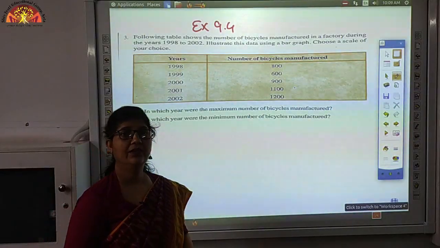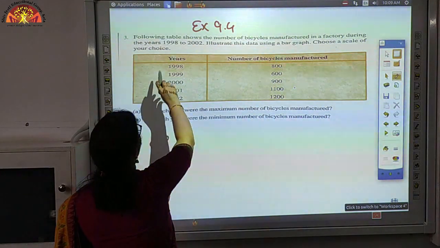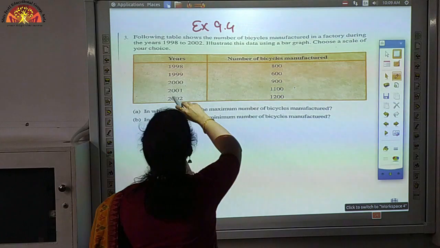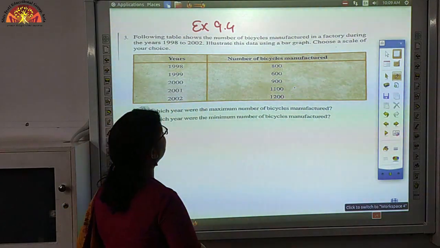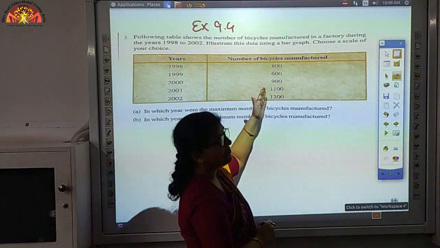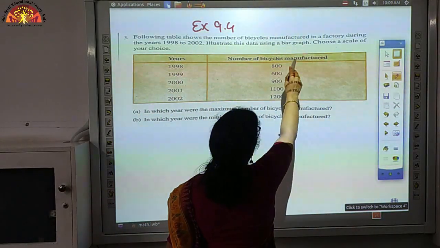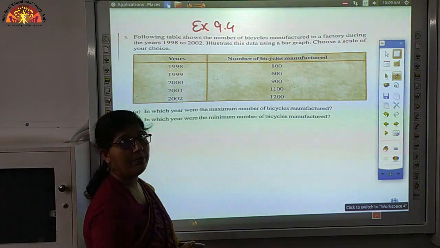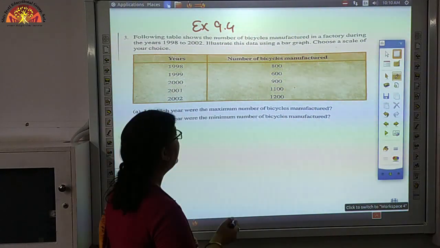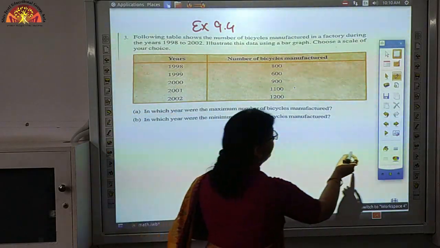Understood? Let us start question number 3 from exercise 9.4. In this question, following table shows the number of bicycles manufactured in a factory during the years 1998 to 2002. इस क्वेश्चन में आपको इन 5 years में जो बाईसाइकिल्स एक फैक्ट्री ने मैन्युफैक्चर किया है वो गिवन है आपको. Illustrate this data using a bar graph, choose a scale of your choice. और इसको आपको बार ग्राफ पर शो करना है और जो स्केल है वो आप अपने कन्वीनियंस के अकॉर्डिंग ले सकते हैं. And after that we give the answer of the following questions. Now first we draw the bar graph.